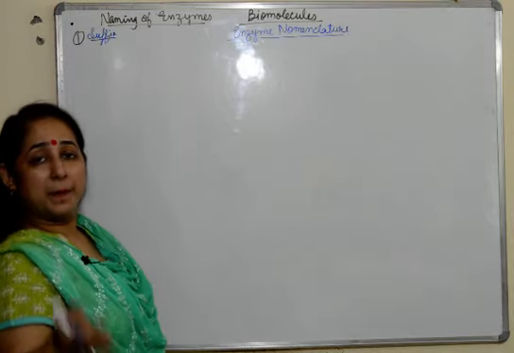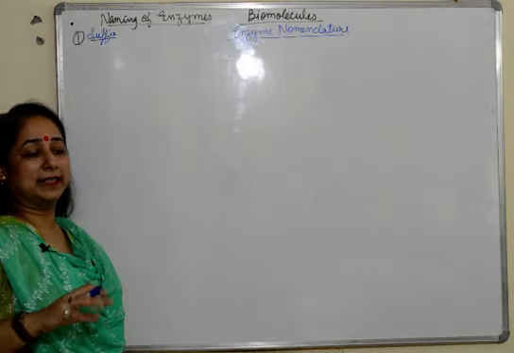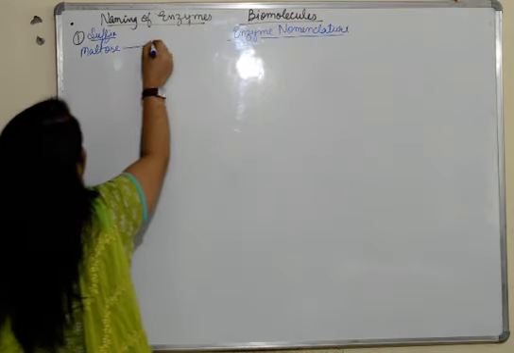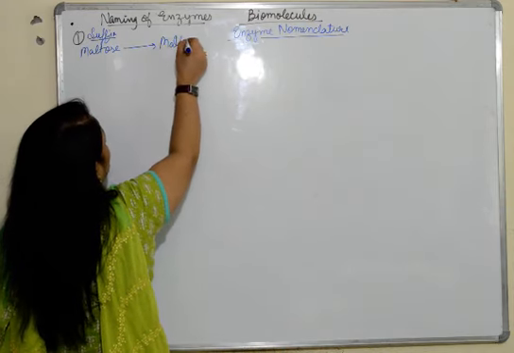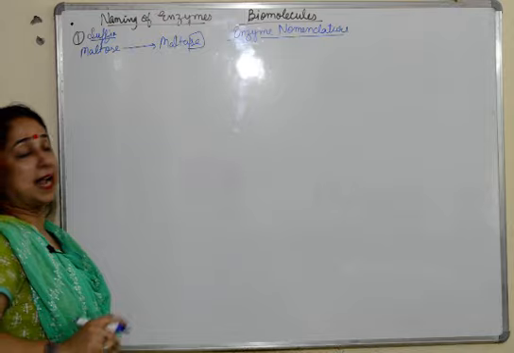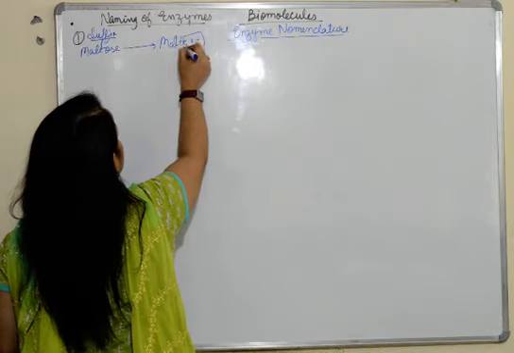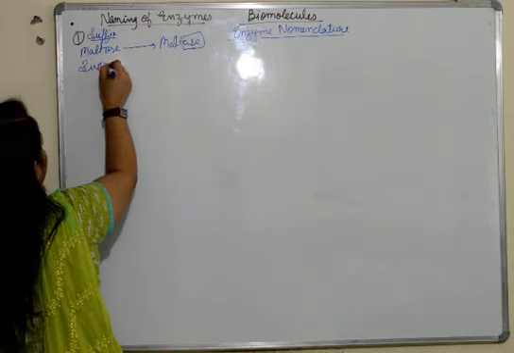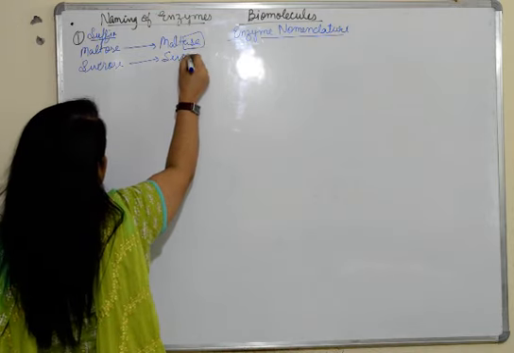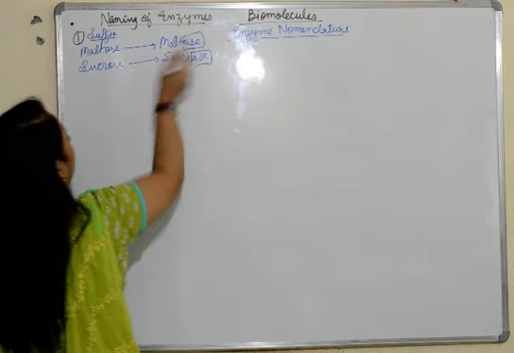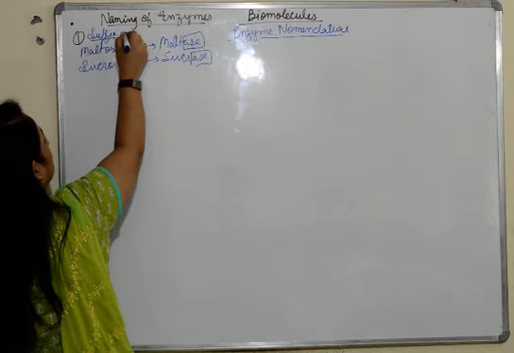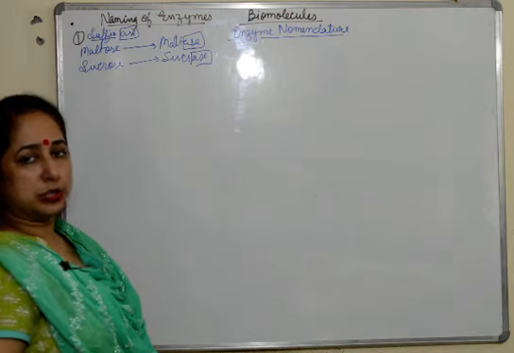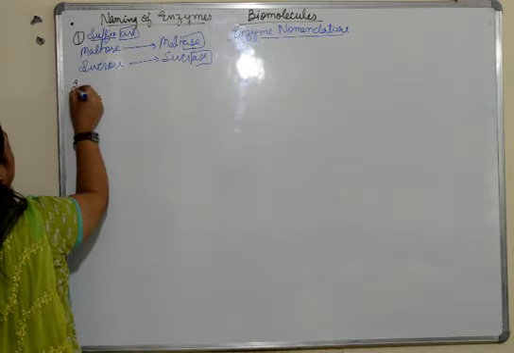For example, if it's acting on maltose, then the enzyme is maltase. Suppose it is acting on maltose, that enzyme would be maltase. So this suffix ase is added here, and it becomes an enzyme. Sucrose, sucrase, the enzyme which acts on it. So addition of the suffix ase is the first technique of naming enzymes. It's used nowadays also, but yes, it is the oldest method.